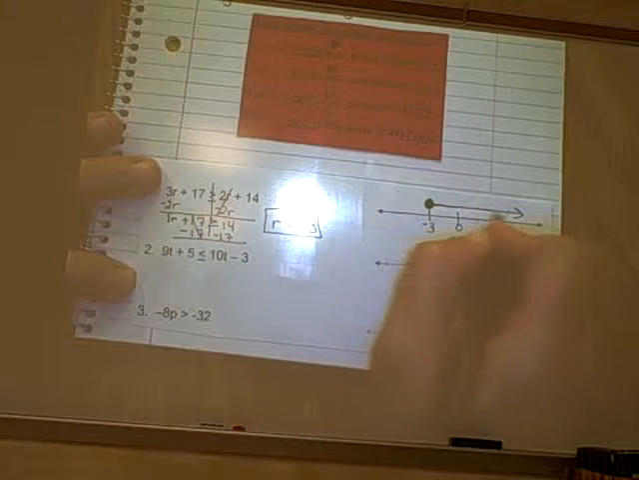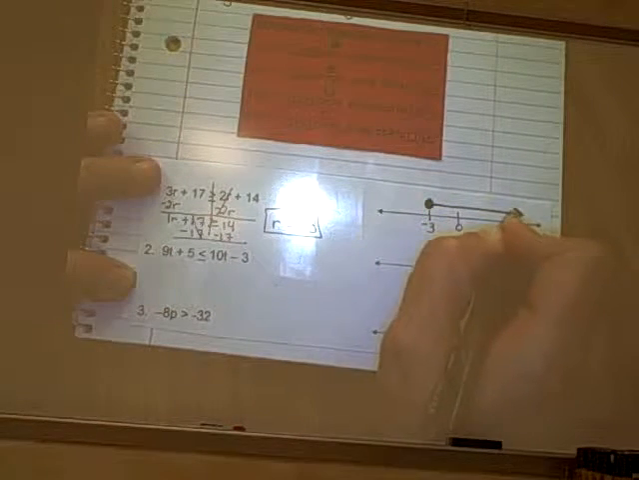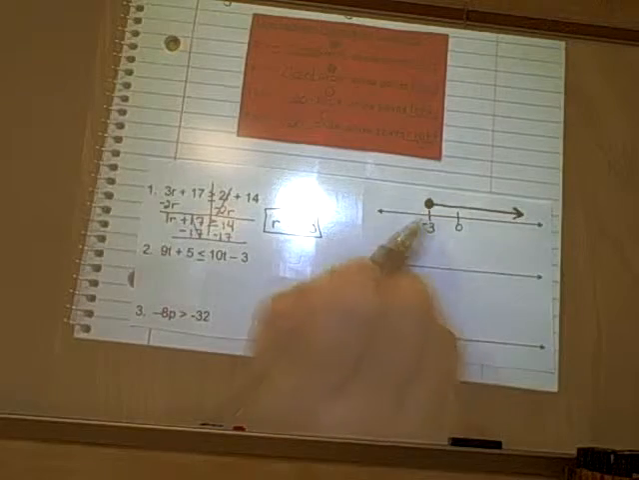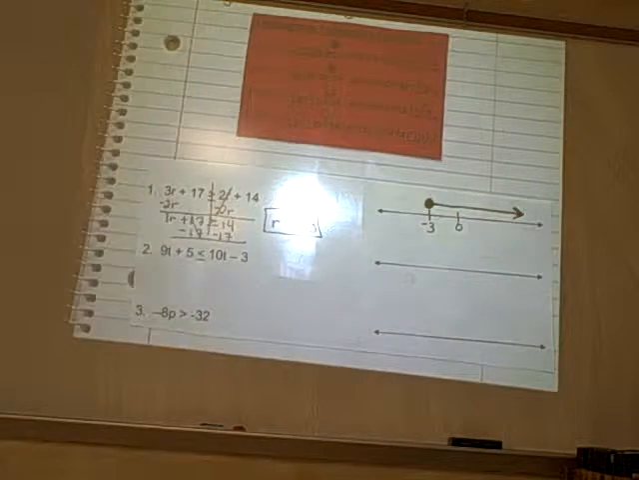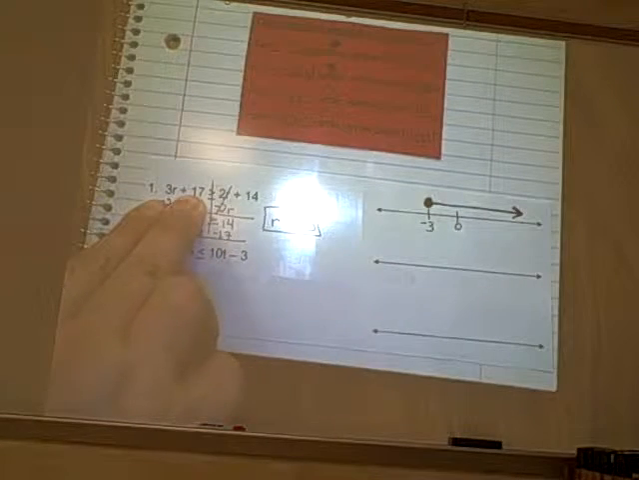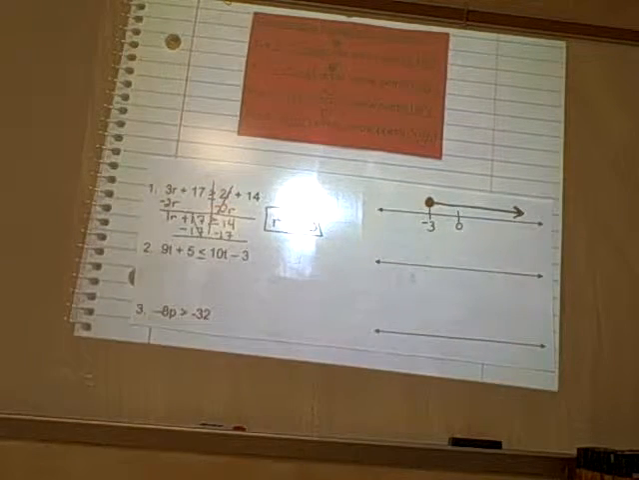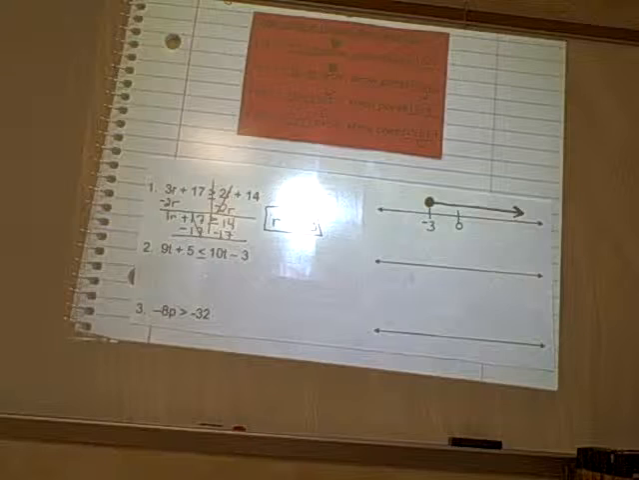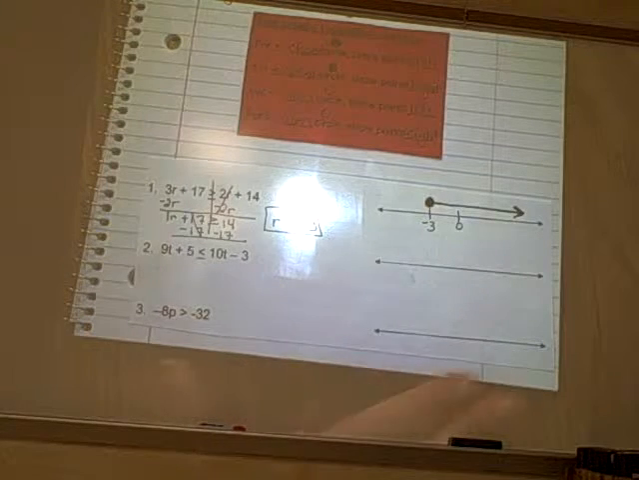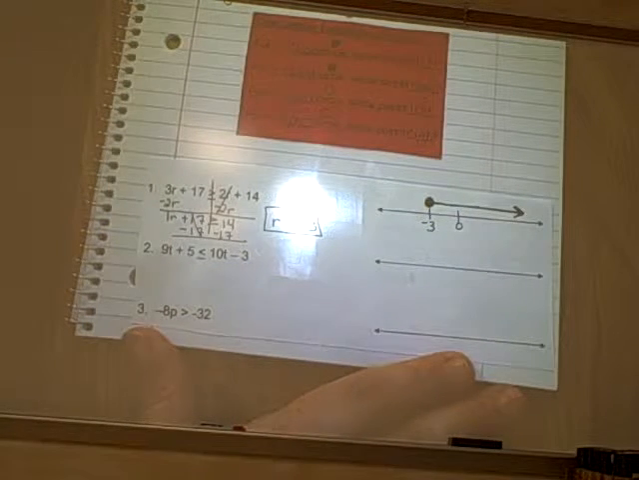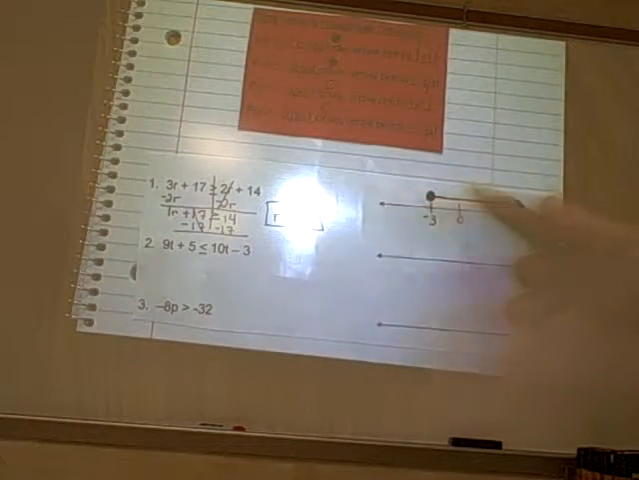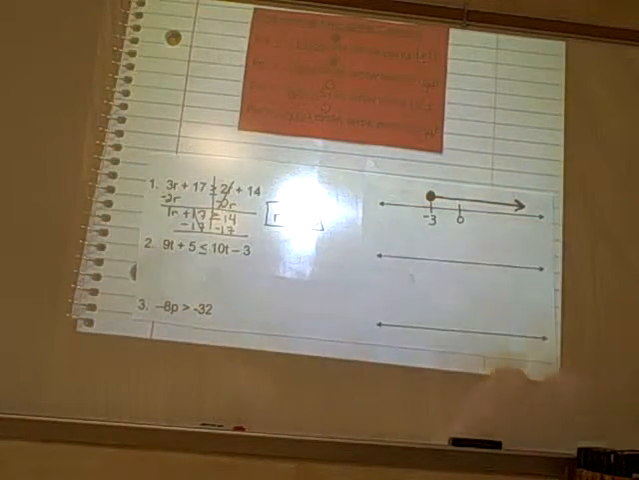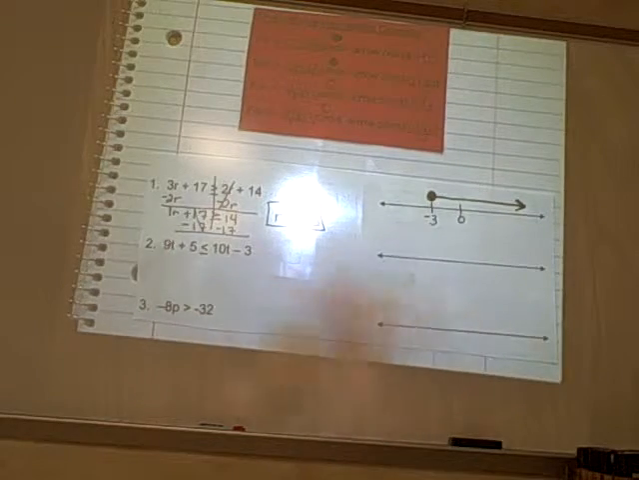So on the number line, you're saying that any number I pick from negative 3 up will make this inequality true. It will make this side greater than or equal to this side. Any number I pick from negative 3 on. That's what you're saying. So this is your answer, and it goes with this. This is part of your answer.